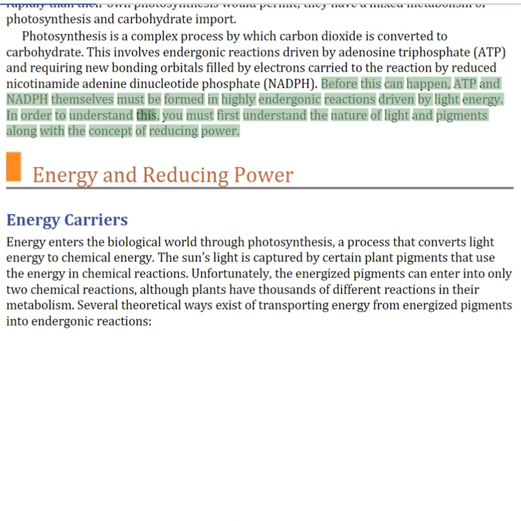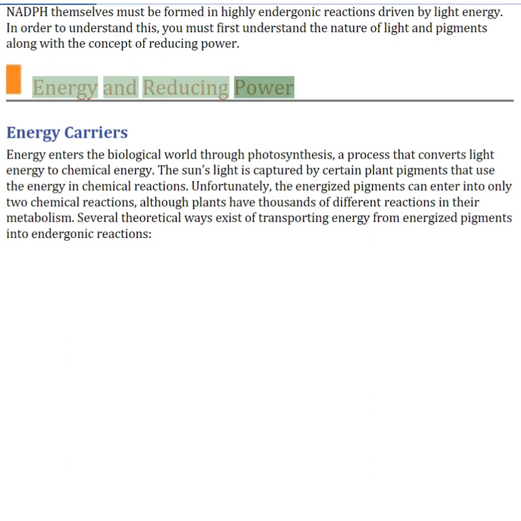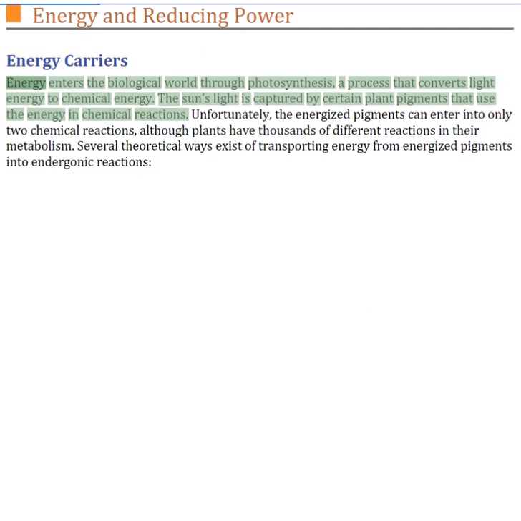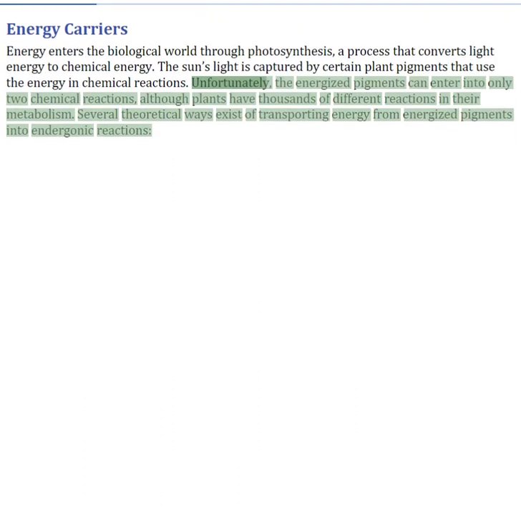In order to understand this, you must first understand the nature of light and pigments along with the concept of reducing power. Energy and reducing power. Energy carriers. Energy enters the biological world through photosynthesis, a process that converts light energy to chemical energy. The sun's light is captured by certain plant pigments that use the energy in chemical reactions. Unfortunately, the energized pigments can enter into only 2 chemical reactions, although plants have thousands of different reactions in their metabolism. Several theoretical ways exist of transporting energy from energized pigments into endergonic reactions.